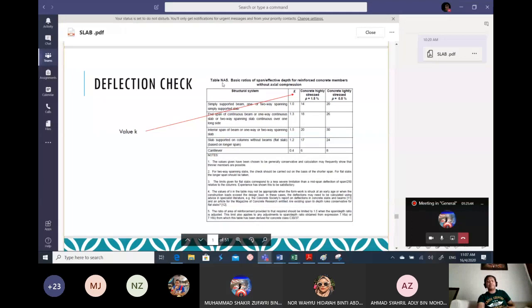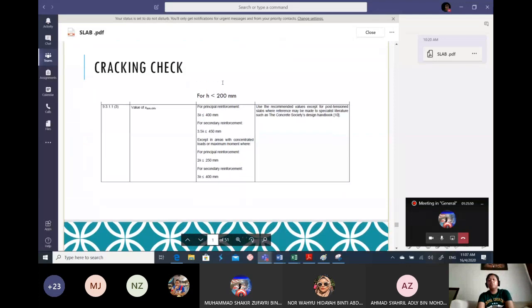Cracking check for slab is different, so you have to be careful here. For the cracking check for slab, this refers to the National Annex or the Eurocode Clause 9.3.1.1, bracket 3. So first, we have to check its H. The H must be less than 200.